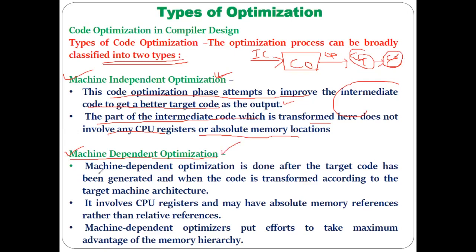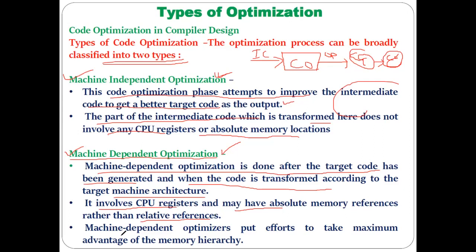Okay. So here I mentioned the machine dependent optimization is done after the target code has been generated and when the code is transformed according to the target machine architecture. As you can see, this optimization gets performed after the target code generation. So it involves the CPU register and memory references, and the different kinds of machine instructions have to be considered when you are performing the optimization after the code generation.